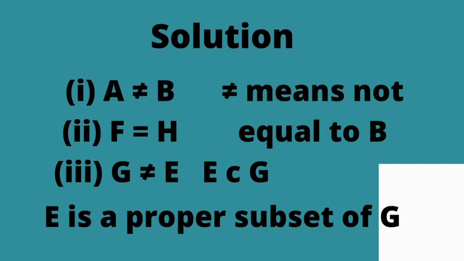In Roman figure 1 and Roman figure 3 respectively, A is not equal to B and G is not equal to E. Why? Because all the elements in set A and set B are not the same, and set G and set E are also not the same.